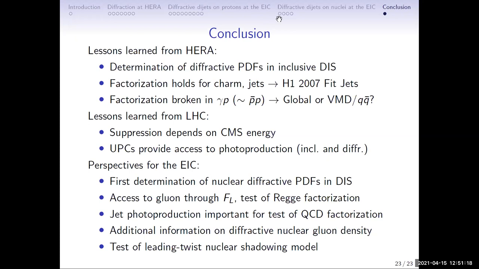So in general, you said that it's going to be difficult to distinguish between these different factorization breaking scenarios at the EIC. What would it take to have a bit more concrete discrimination between these different scenarios? Would higher energy or variation of energies help?